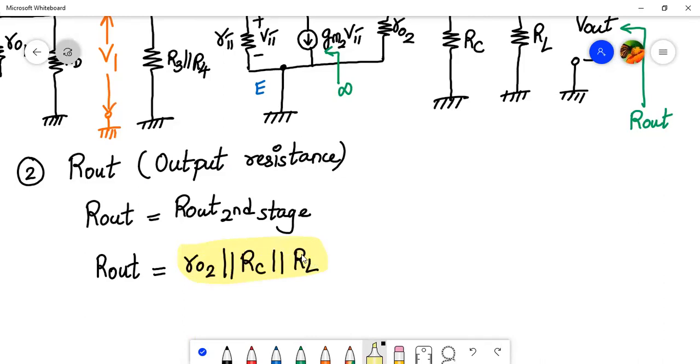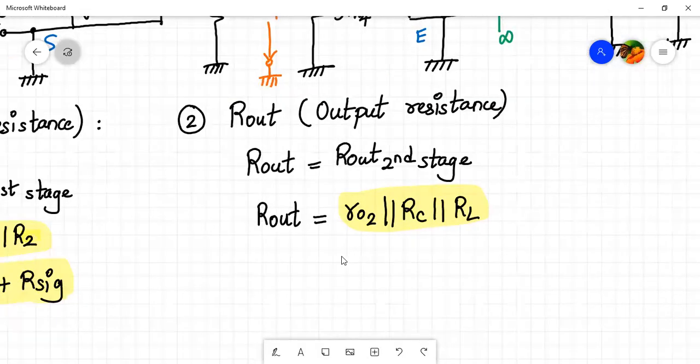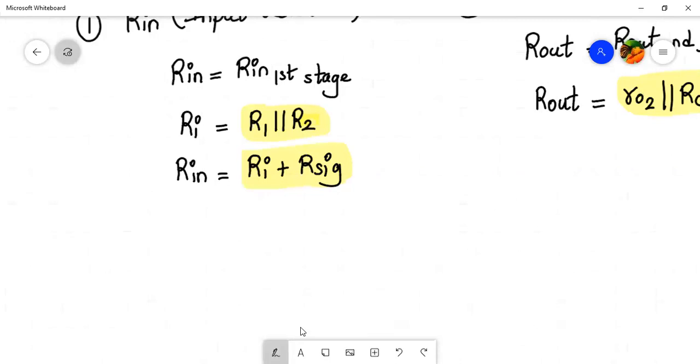Right. Now, yeah. So now the next thing we have to calculate is the voltage gain. So let me write down the formula for the voltage gain expression.